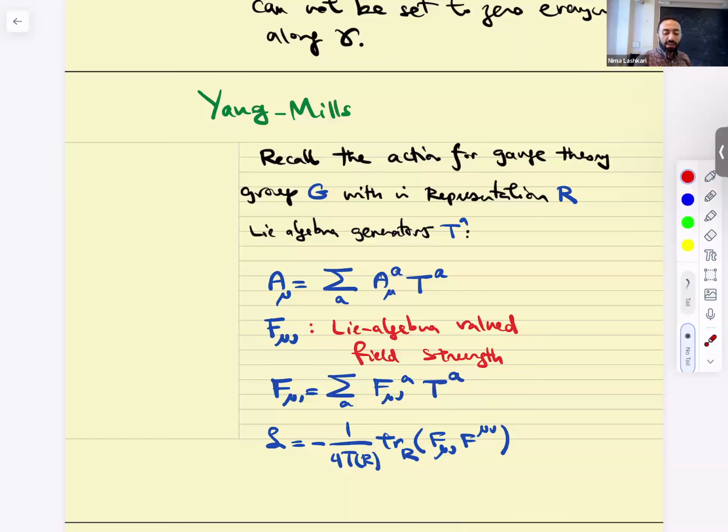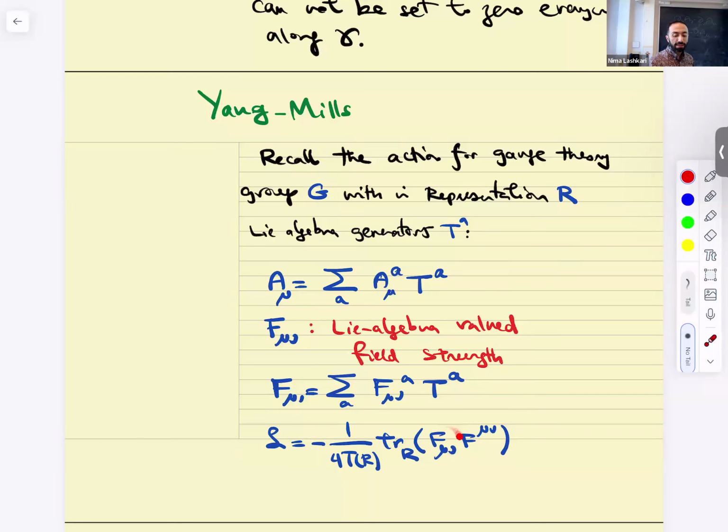All right, Yang-Mills. So consider the action for a gauge theory with gauge group G, which is a Lie group with representation R, and Lie algebra generators T^A. The A_mu and F_mu nu are Lie algebra valued gauge field and field strength. The Lagrangian density we wrote down is trace of R, F_mu nu F^mu nu. Right? So hopefully you recall that.